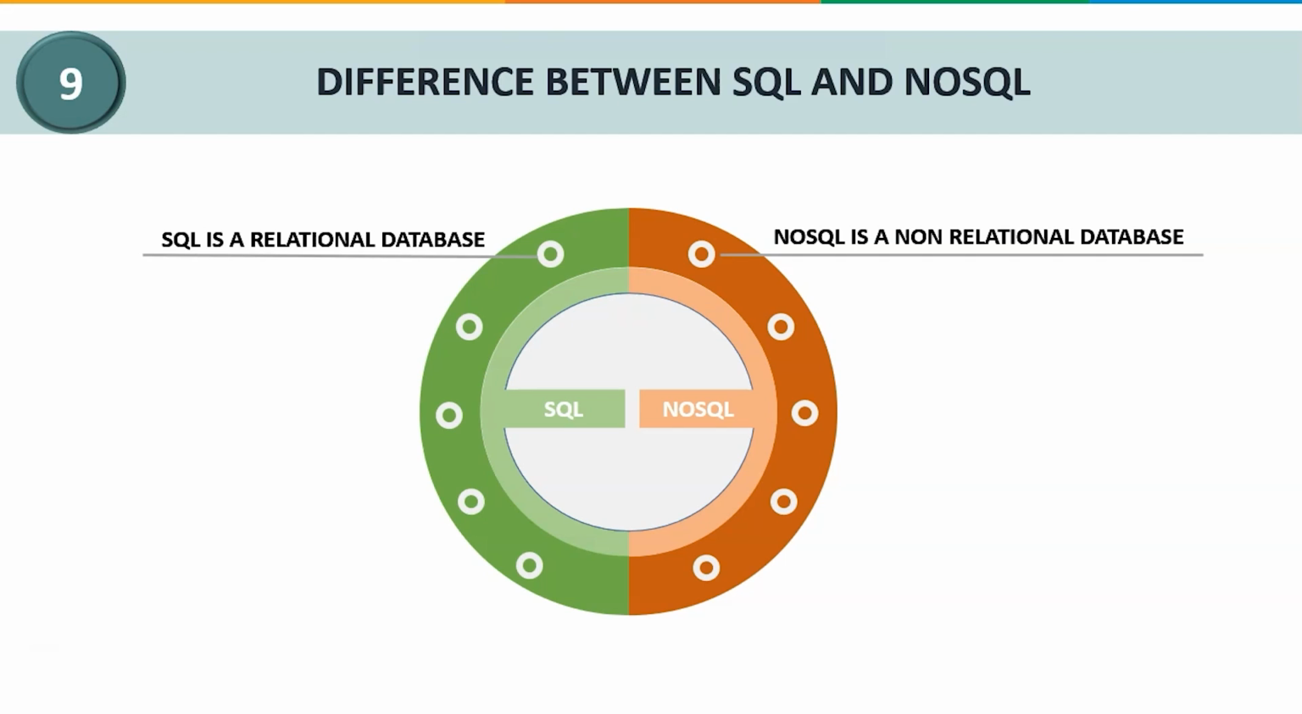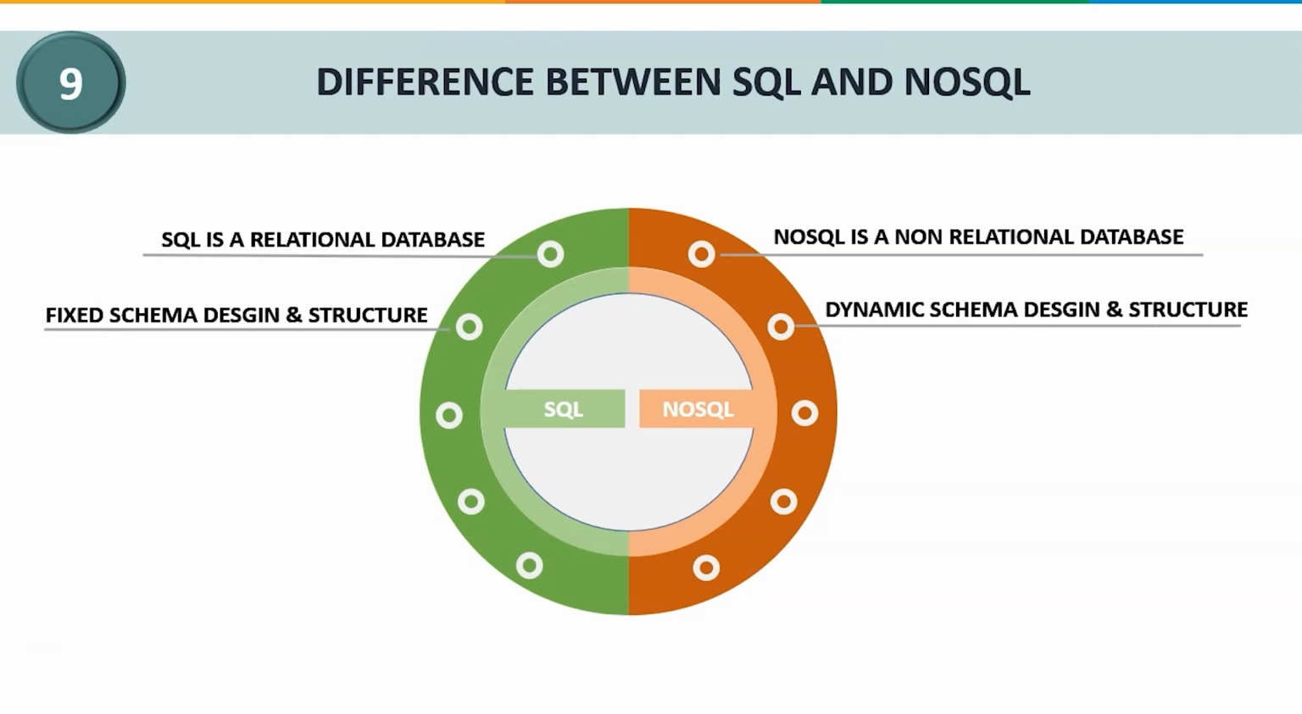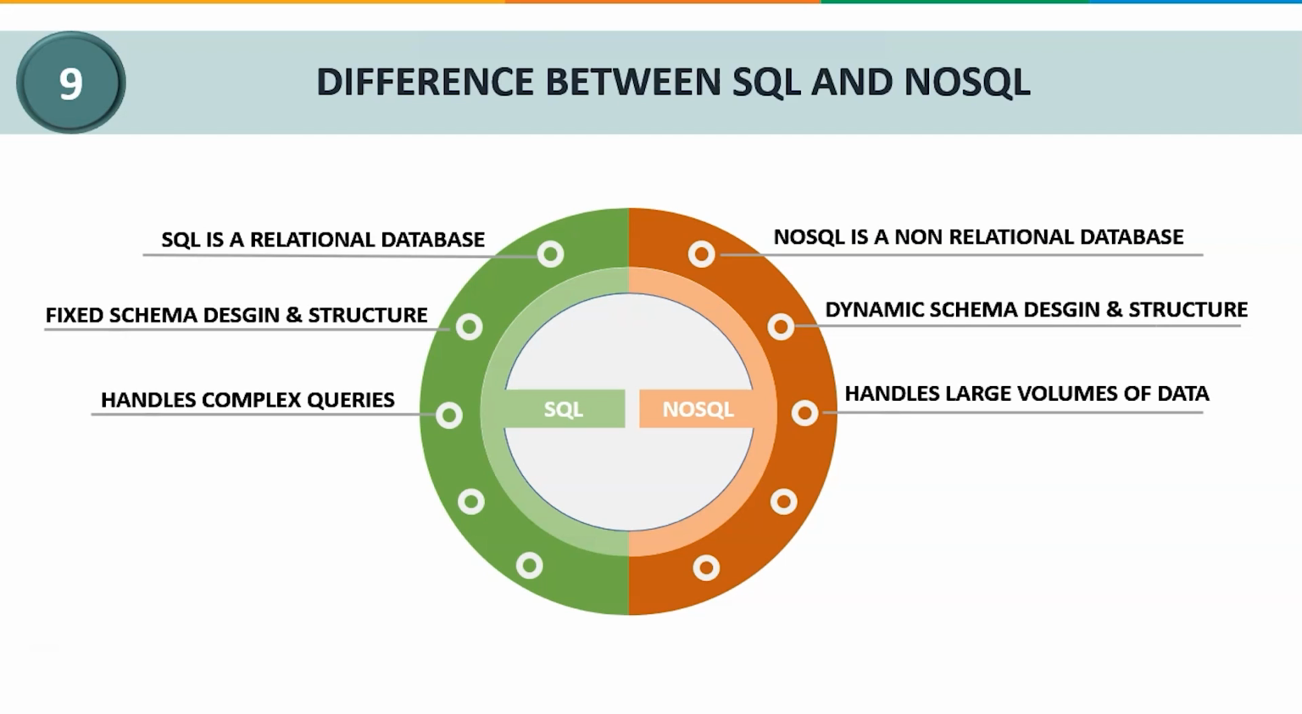That means it does not store data in the form of tables, and contains collections, and inside every collection there is a document that contains the data of a single entry. This data is stored in the form of key-value pairs, unlike SQL where we store data under a fixed schema. So as we discussed, SQL has a fixed schema design and structure, and NoSQL has a dynamic schema design and structure. SQL can handle complex queries, whereas NoSQL can handle large volumes of data.